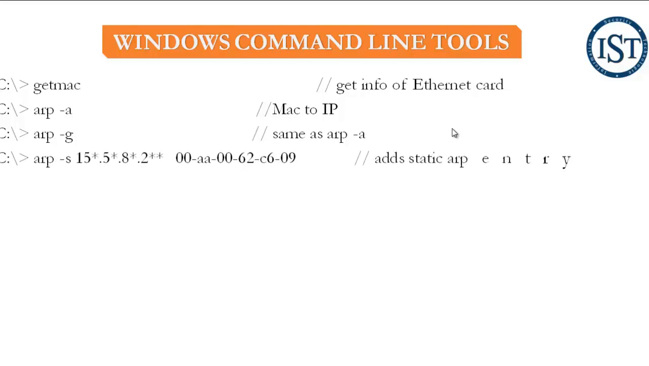ARP-S, IP address and the corresponding MAC address. We can add a static ARP entry into the ARP table using this particular command. And the next one is ARP-D. We have just added an entry into the ARP table. We can simply delete any entry just by using this ARP-D IP command.